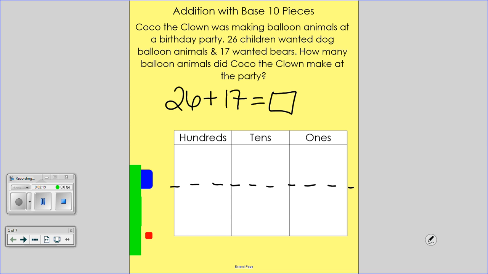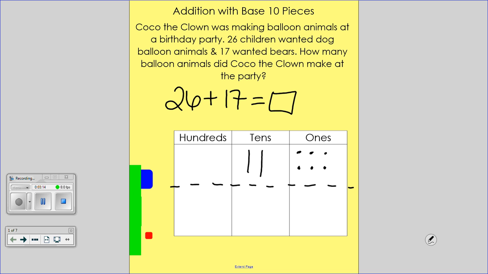Alright, so first, we're going to put in our first number that we're adding, which is going to be 26. Does 26 have any hundreds? No. So are we going to draw anything in this first column? No. Does 26 have any tens? Yes. How many? Catherine? 2. 2 tens. So I'm going to draw 2 tens rods. So you are going to draw 2 tens rods. How many ones? Brian? 6. 6.